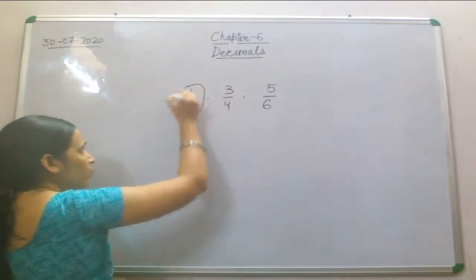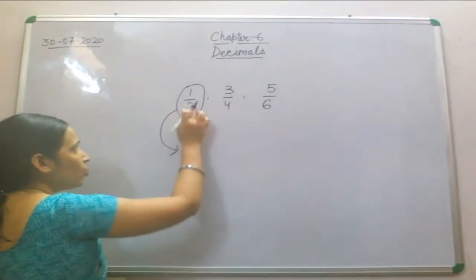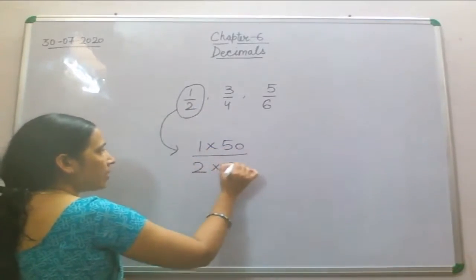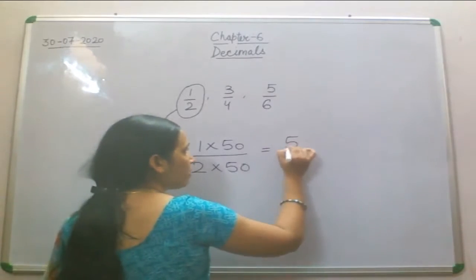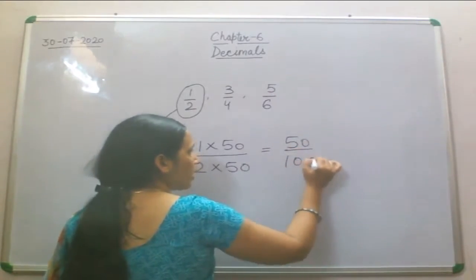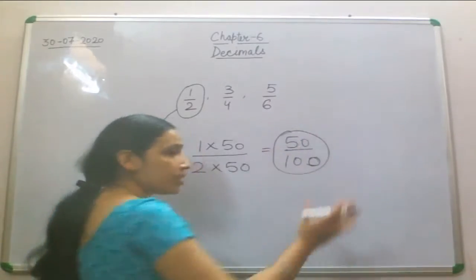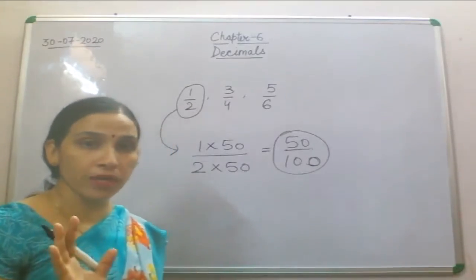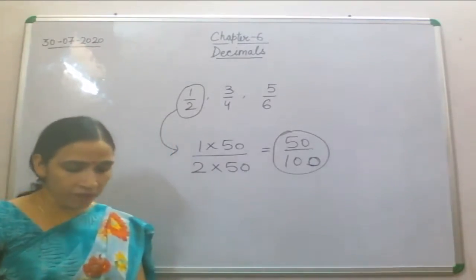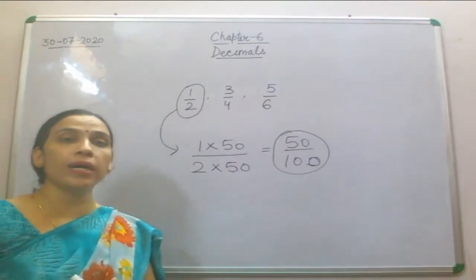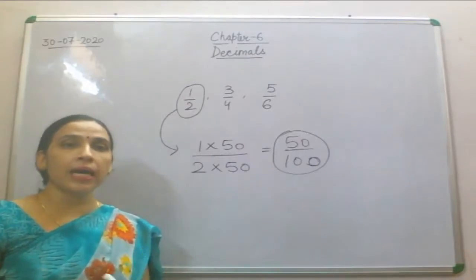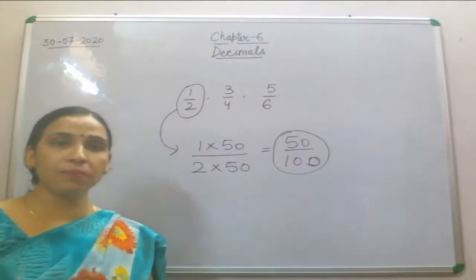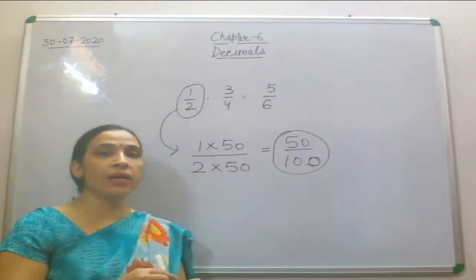See, if we have 1 by 2, we multiply 1 by 50 and 2 by 50. So we get 50 by 100, which is again a fraction. Along with the fraction, we can represent it in the form of a decimal also. So common fractions and decimals are quite related to each other. Common fractions can be represented in decimal form and decimal form can be represented as a common fraction.